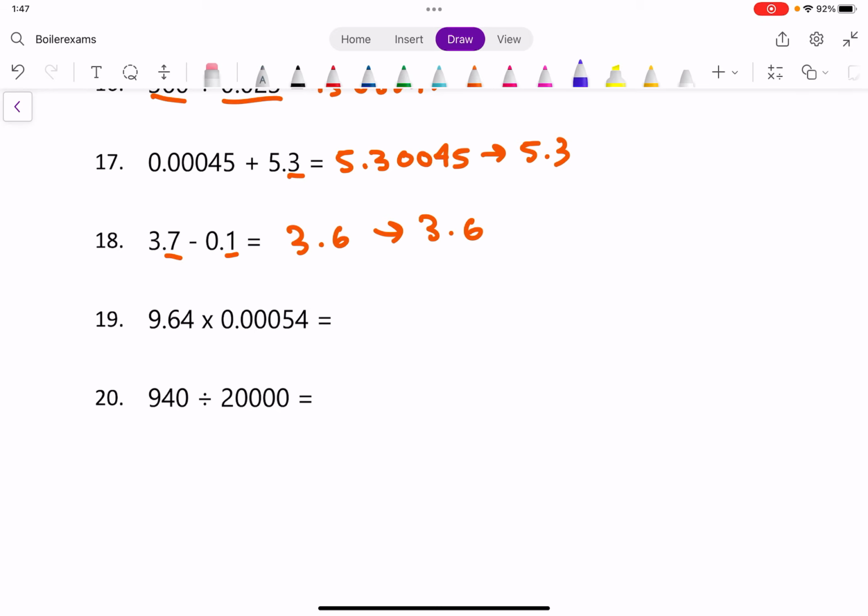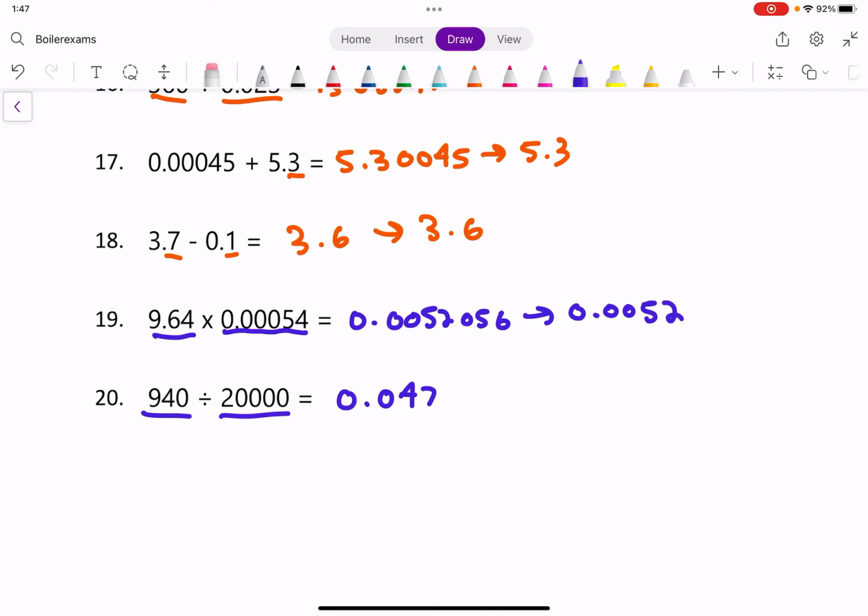9.64 times 0.00054. I get this number. Round to the lowest number of sig figs. This one has 2, this one has 3. Round to 2 sig figs. I get this number. 940 divided by 20,000. I get this. Round to the lowest number of sig figs. This has 2, this has 1. Round it to 1 sig fig. 0.05.